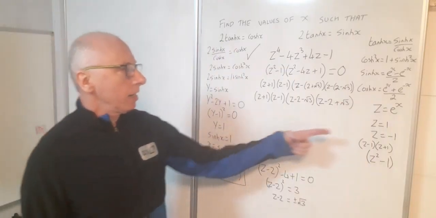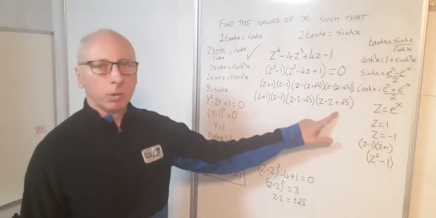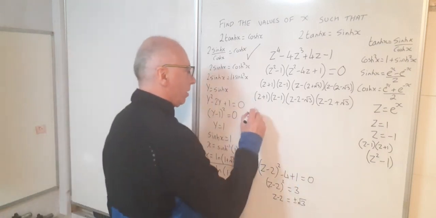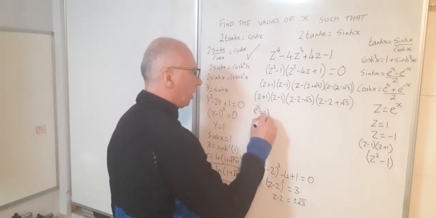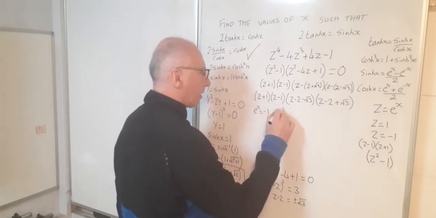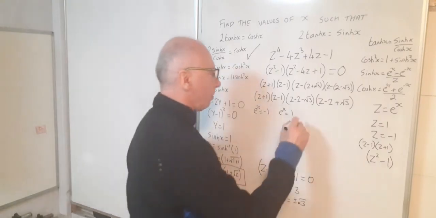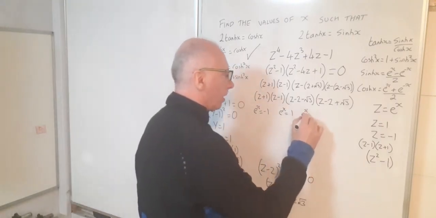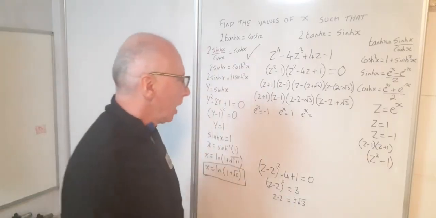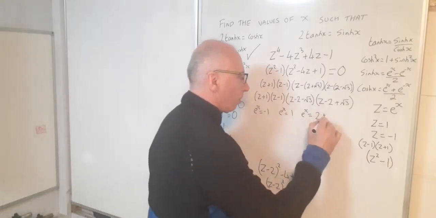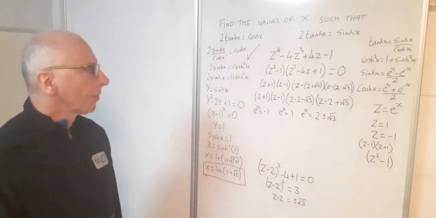Right, but what is z? Z is e to the x. So now I need to set e to the x equal to all of these. So e to the x equals, well in this case, minus 1. E to the x equals plus 1. Then this side we've got e to the x equals, well let's take it on the merit of both its results, 2 plus or minus root 3. So that would take care of that.